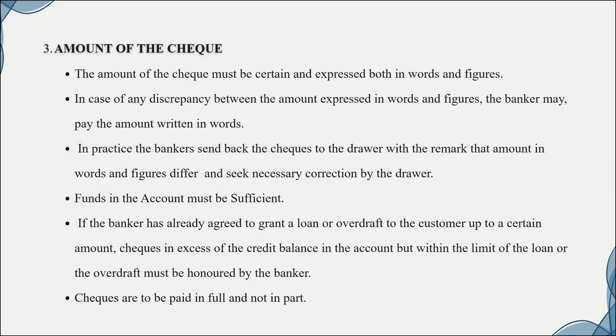Second one is amount of the check. The amount of the check must be certain and expressed both in words and figures. In case of any discrepancy between the amount expressed in words and figures, the banker may pay the amount written in words. But in practice, the banker sends back the check to the drawer with the remark that the amount mentioned in words and figures differ and seeks necessary corrections by the drawer.